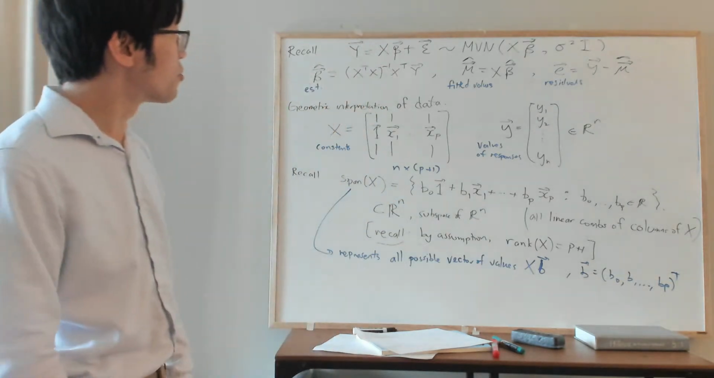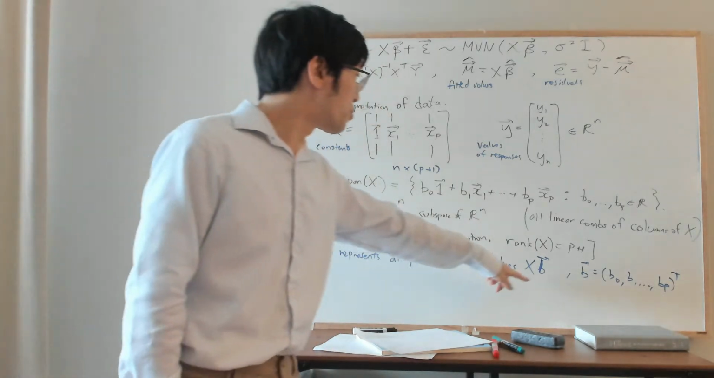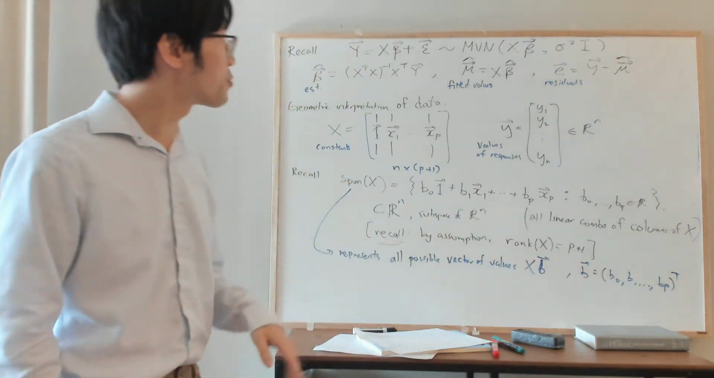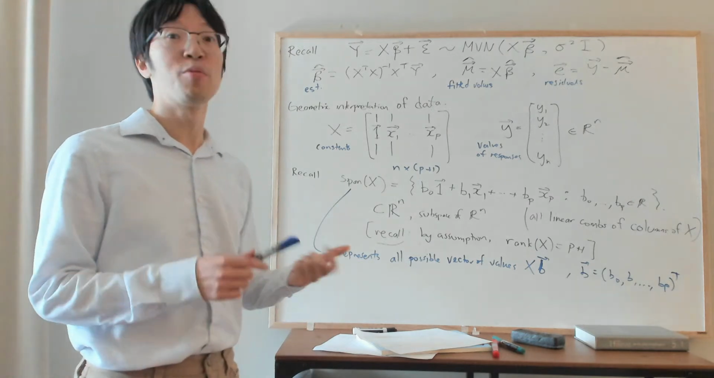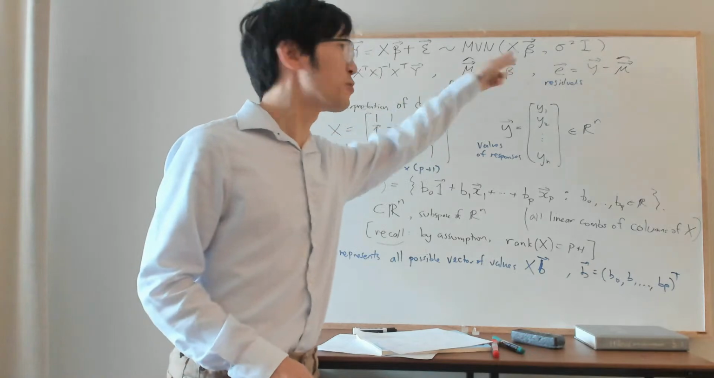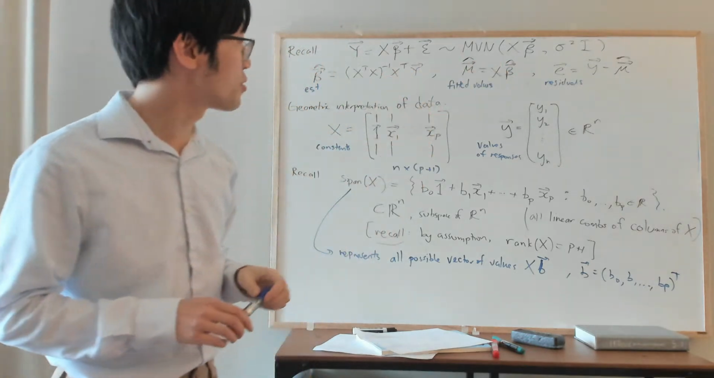There are two specific values of b that are most important to us. One is our parameter estimate, beta hat, and then there's also the unknown underlying so-called true beta.